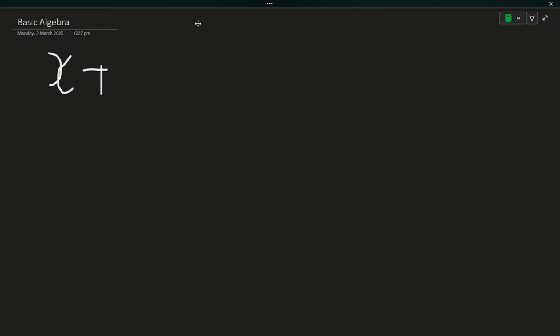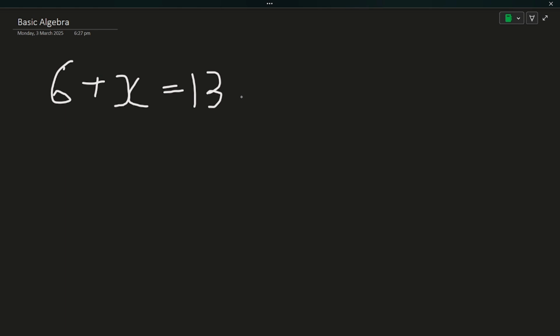Hold on, I think I need to rub that. Okay, so let's do a different one. 6 plus x, right? We're going to continue with our pluses right now. 6 plus x is equal to 13. Let's do a bigger numeral now.